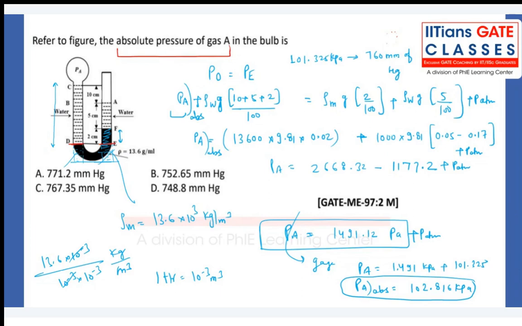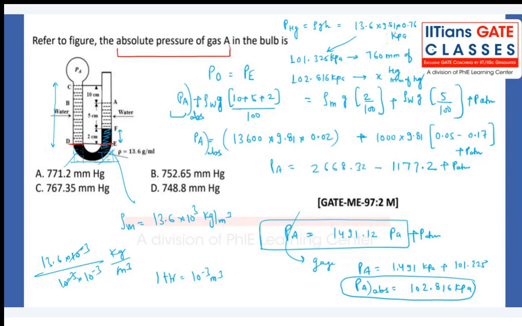A height of 760 mm of mercury will exert the pressure value that is atmospheric pressure. Sir, how can you say that? You can calculate 0.76 into 9.81 into 13.6. You tell me whether you are getting approximately 101.325 kilopascal or not. Mercury, when you calculate rho gh, that is 13.6 into 9.81 into height 0.76, and we calculate in kilopascal, approximately you will get this. Getting my point? You know that 101.325 kilopascal is equal to 760 mm of Hg, so 102.816 kilopascal will be how much mm of Hg? You tell me.